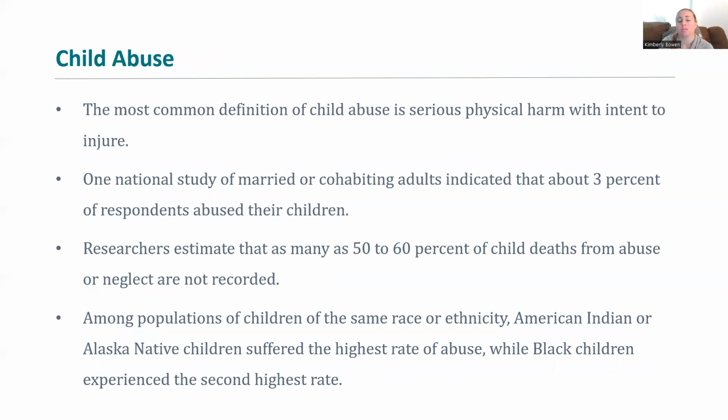Child abuse. The most common definition of child abuse is serious physical harm with intent to injure. One national study of married or cohabitating adults indicated that about 3% of respondents abused their kids. 3%, 3 out of every 100 is a lot of kids. And I would say that probably that is underreported. Research has estimated that as many as 50 to 60% of child deaths from abuse or neglect are not recorded. So it's a staggering percentage.